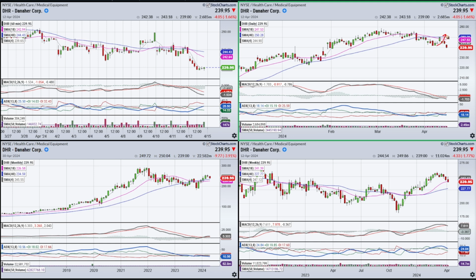And then once we get in, we can use the risk on this time frame instead of using the risk on this time frame. You see what I mean? I don't have to necessarily use the low of the pullback if I'm on a daily chart.